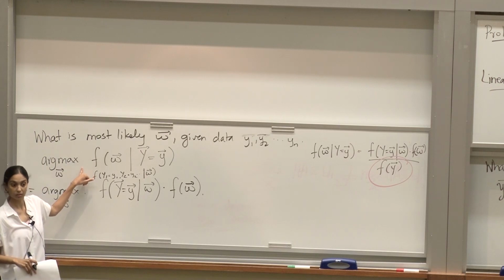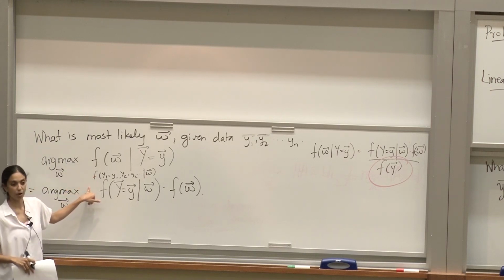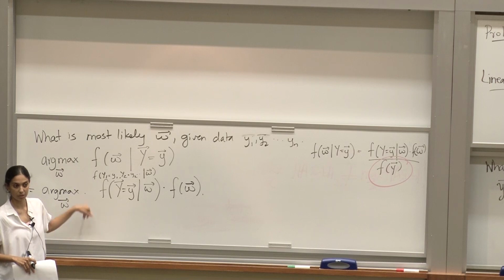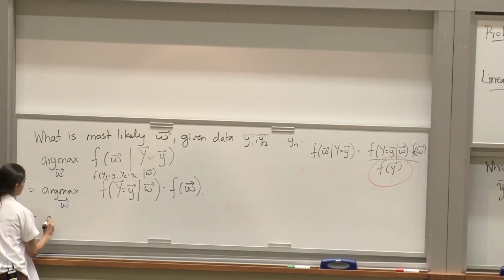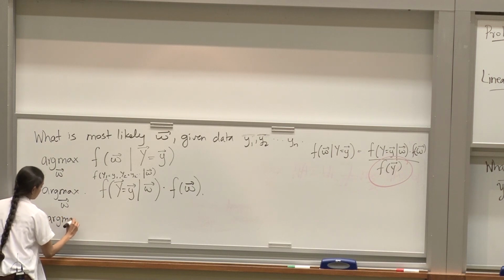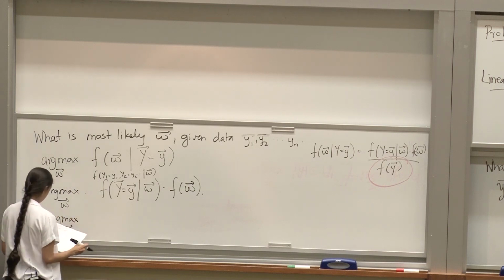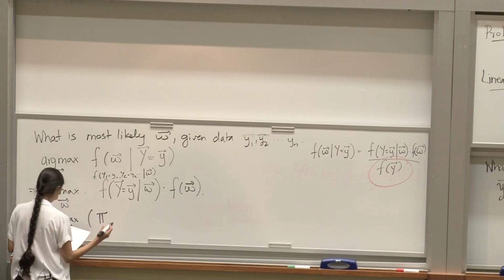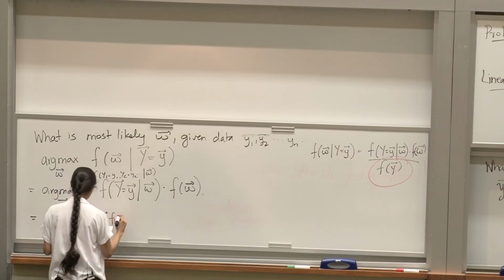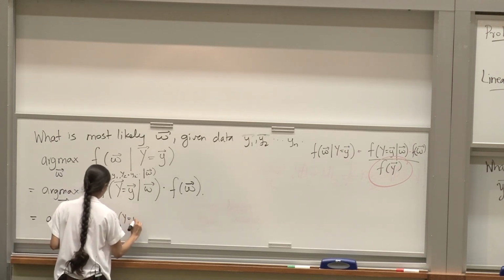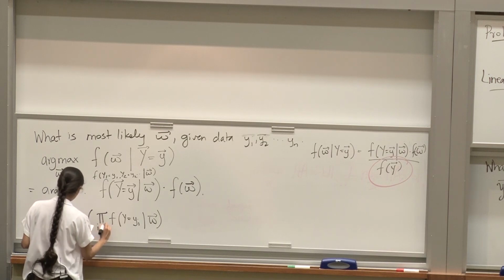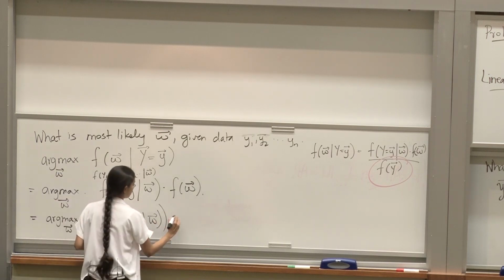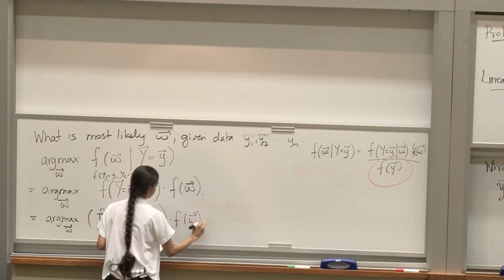So I can just write this as a product, the same way we did last time, because all of these are independent, conditioned on this W. So this is now the argmax over W of the product of f of y equal to yi given W, i going from 1 to n, times f of W.